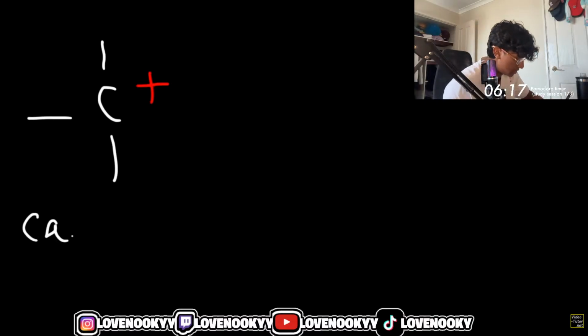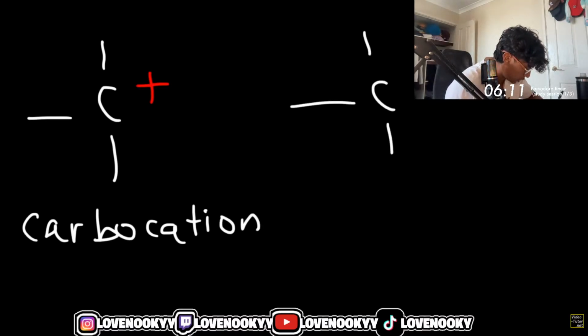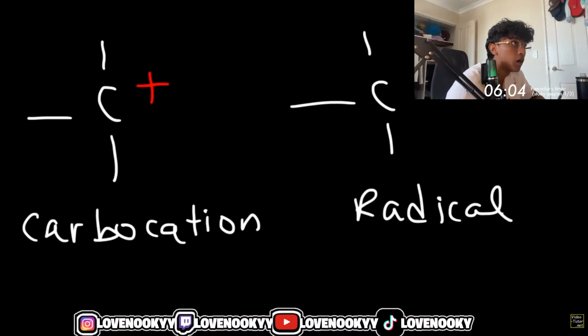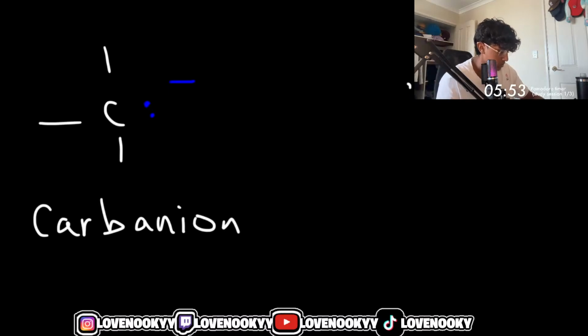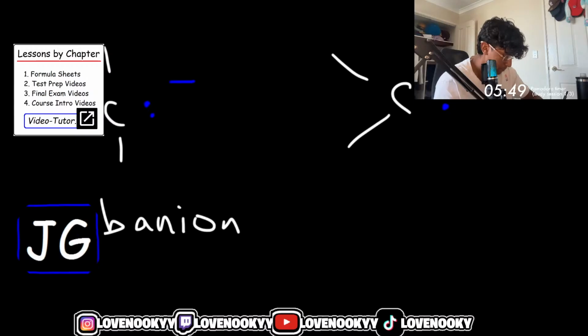So this is called a carbocation. And if you have, let's say, an odd number of electrons, this is known as a radical. This is a carbanion. And this species is neutral, but if you see it, it's called a carbene.